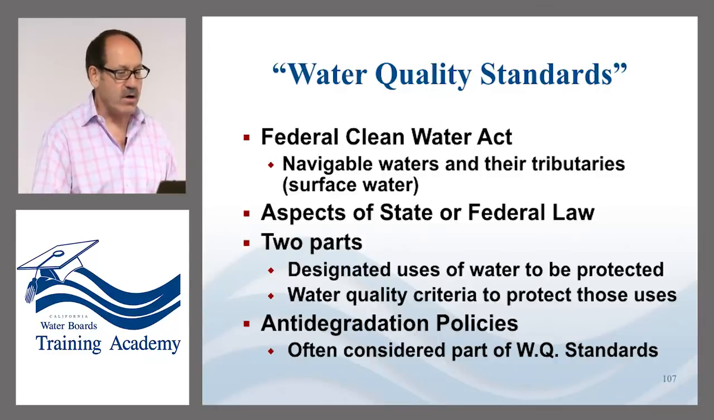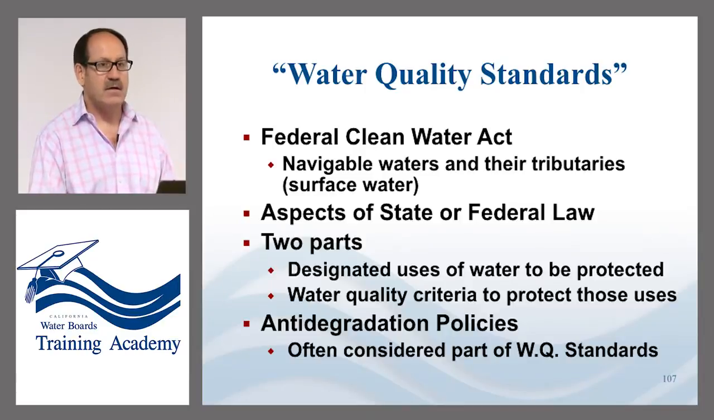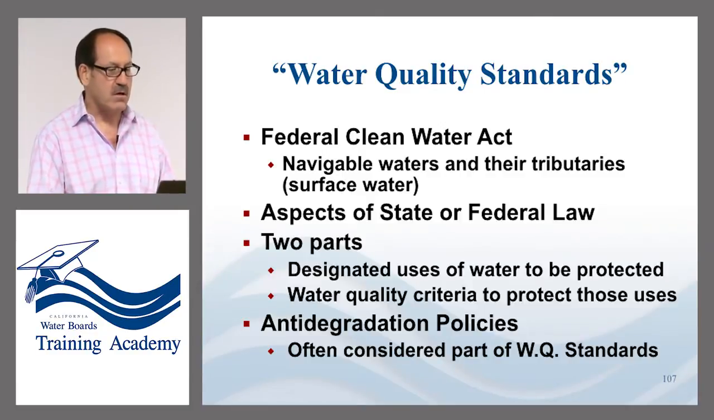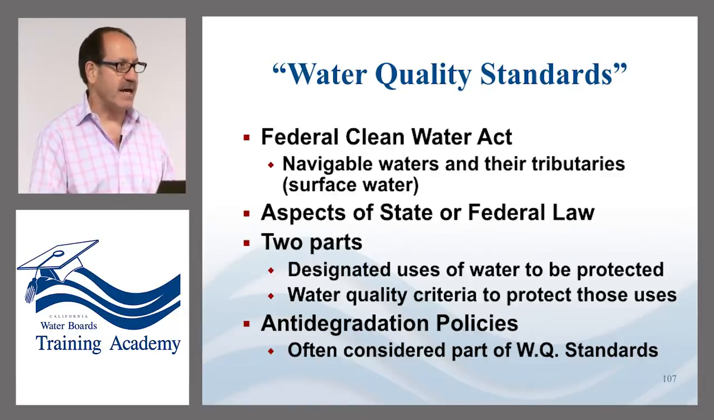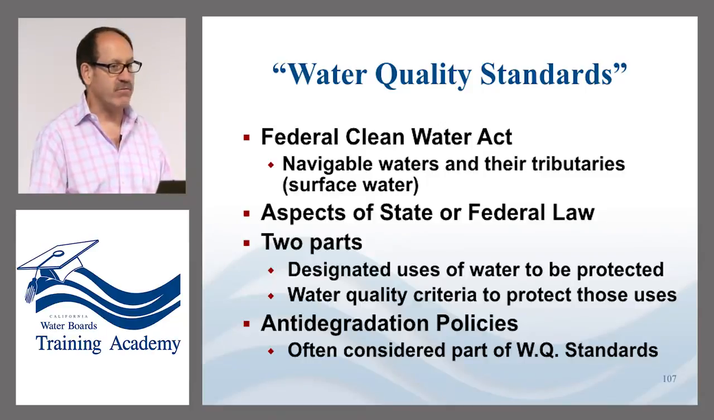So to recap, water quality standards, that definition comes from the Federal Clean Water Act. Federal Clean Water Act is for navigable waters and their tributaries. And it's aspects of state or federal law that designate uses of water to be protected and water quality criteria to protect those uses. US EPA also considers anti-degradation policies to be part of water quality standards and requires every delegated entity, whether it be a state or a tribe, that operates under the Clean Water Act to have an anti-degradation policy, which we'll cover at the end of the class.